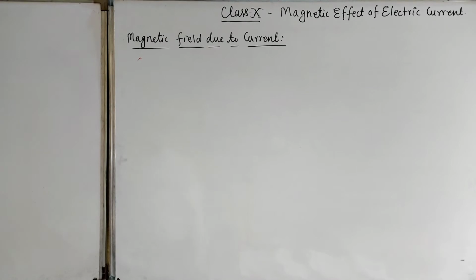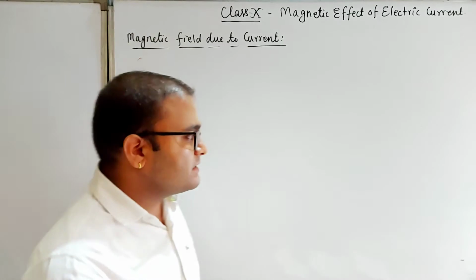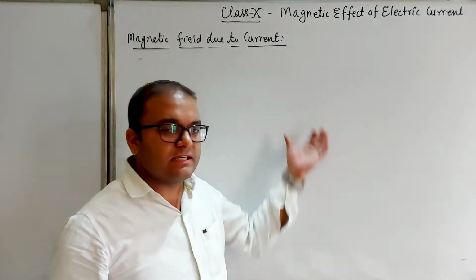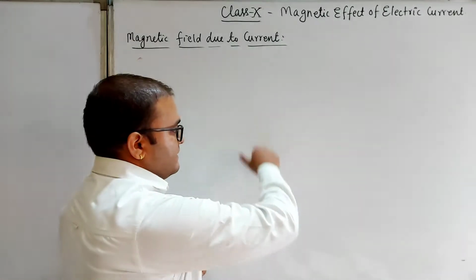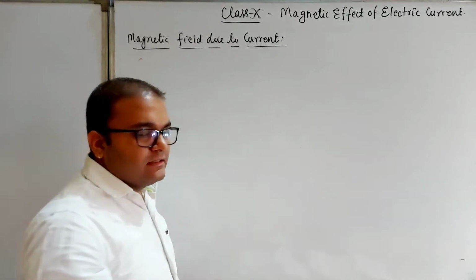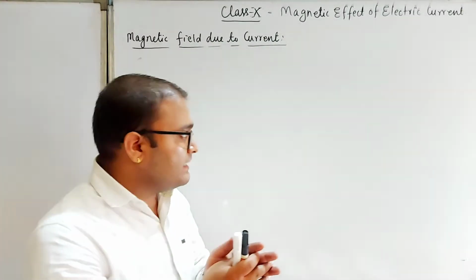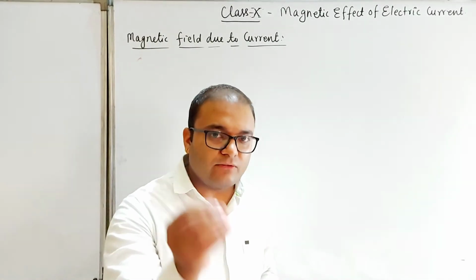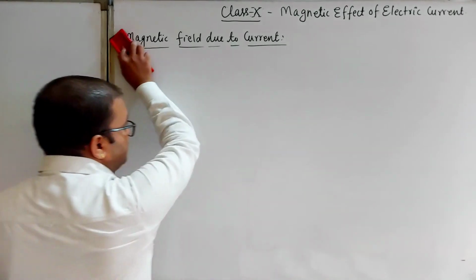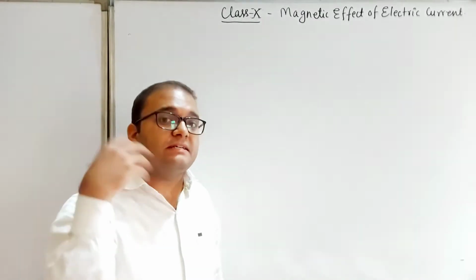Okay, so we have discussed the Oersted experiment. For the Oersted experiment you can also make the diagram from your NCERT book. In the NCERT book, a battery is connected with the current carrying wire. So the conclusion is that the current carrying wire produces a magnetic field. In class 10th, we will study the magnetic field of wires in different shapes.